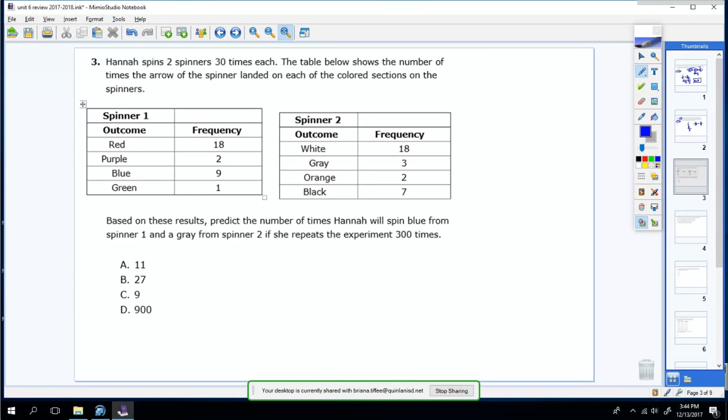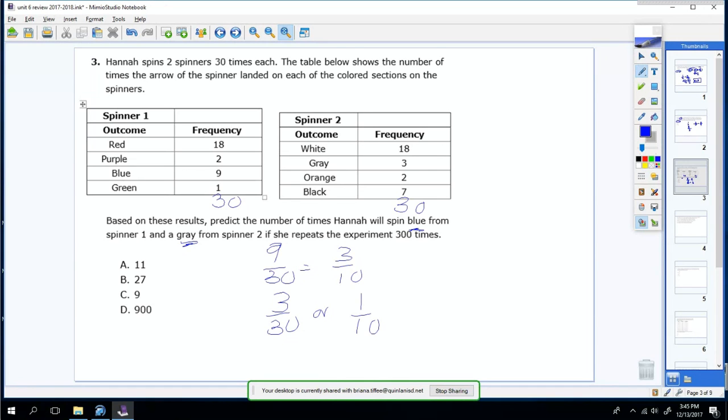All right, Hannah spins 2 spinners 30 times each. The table below shows the number of times the arrow of the spinner landed on each of the colored sections of the spinners. So based on these results, predict the number of times Hannah will spin blue from spinner 1 and gray from spinner 2. Well, we know these add up to 30 each. So my probability of getting blue is 9 out of 30, or 3/10. My probability of getting gray is 3 out of 30, or 1/10.